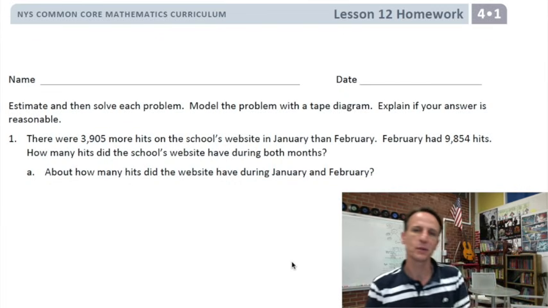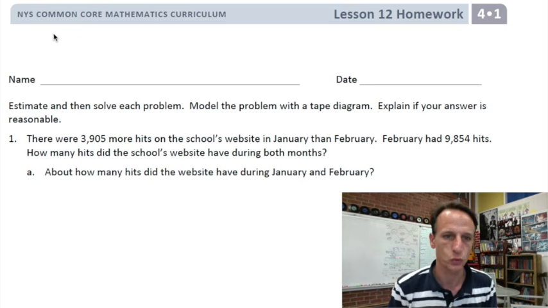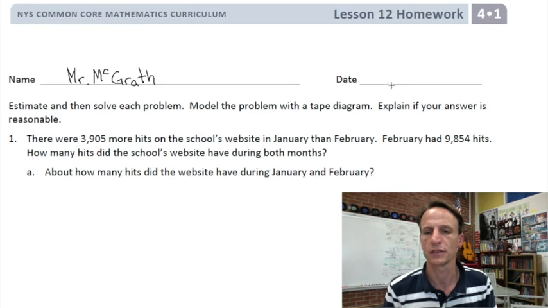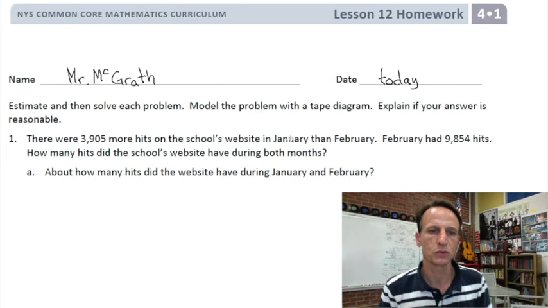Homework time, here we go. Lesson 12. Let's start by, as always, putting your name on your homework. I'll put my name, you put yours. And you know, if a thing is worth doing, it's worth doing right. So let's jot down today's date. I'll write today, you write the actual date, where and when you are.